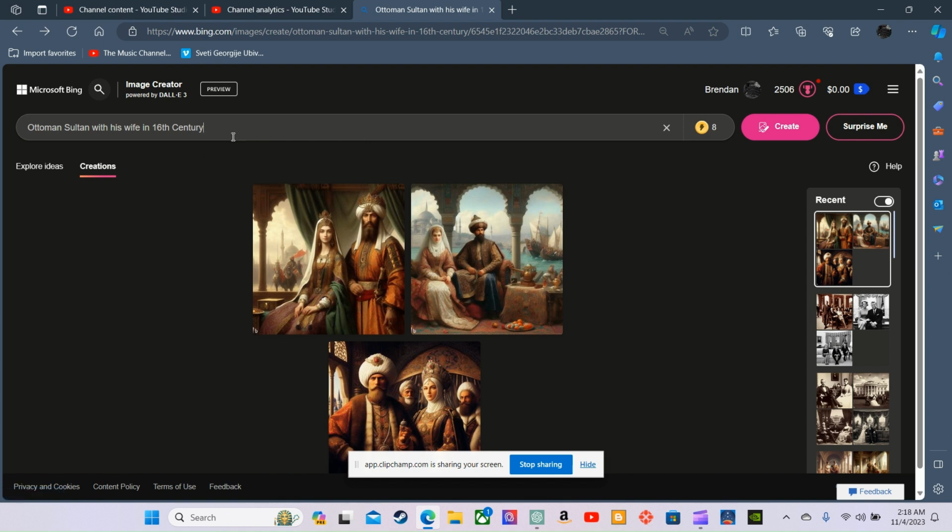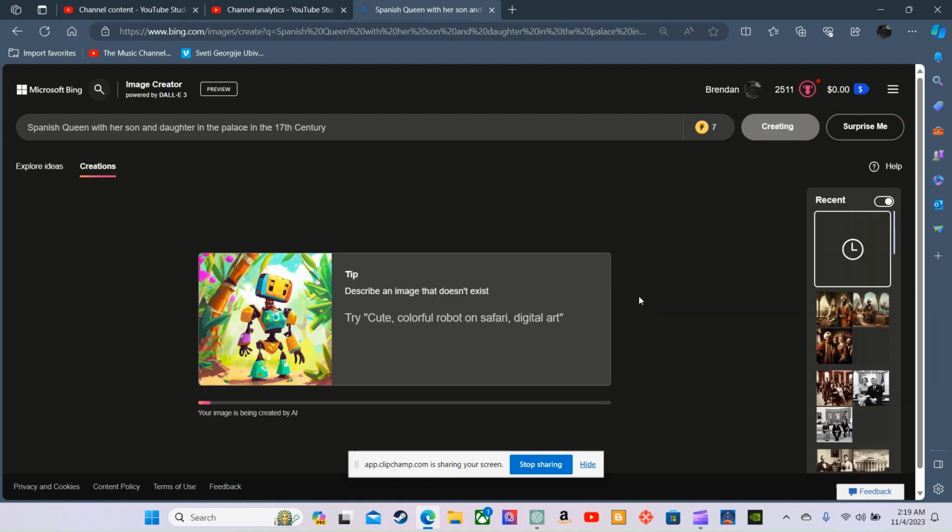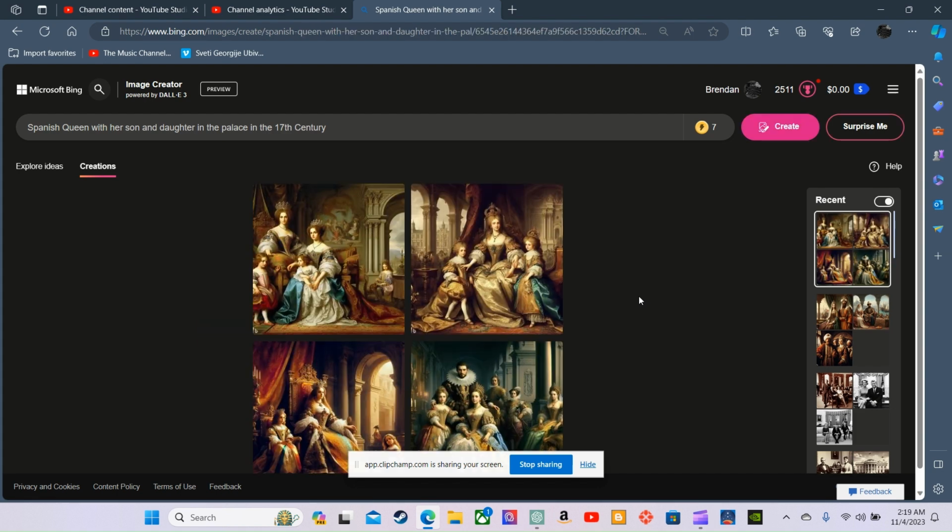So this is probably one of the hardest aspects. So if we do another one, like, a Spanish queen with her son and daughter in the palace in the 17th century. This is one of the great miracles of this machine, this AI tool. I can write literally anything in this prompt and it will create stuff. But the problem is your mileage may vary.